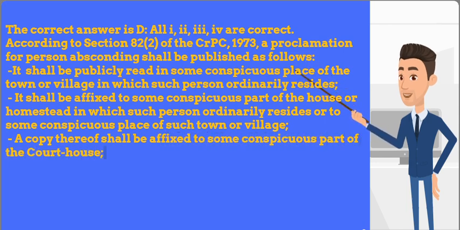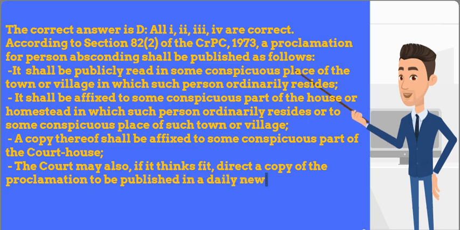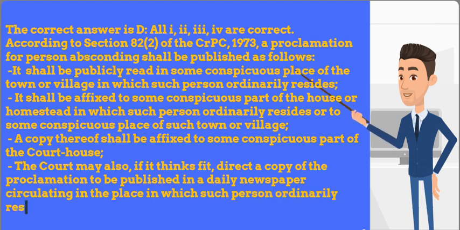A copy thereof shall be affixed to some conspicuous part of the courthouse. The court may also, if it thinks fit, direct a copy of the proclamation to be published in a daily newspaper circulating in the place in which such person ordinarily resides. This is done to ensure that the person against whom the warrant has been issued is made aware of the same and is given an opportunity to appear before the court.